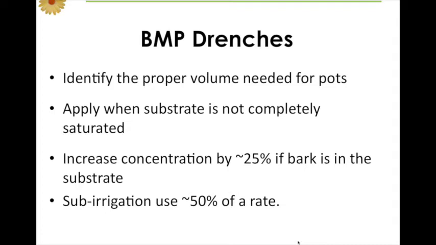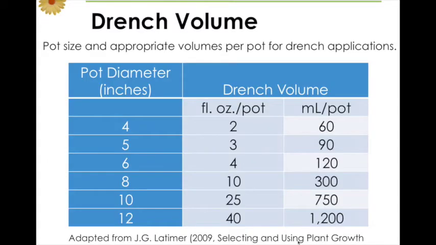And like I already said, if you have a heavy amount of bark, sometimes it can tie it up, and so people sometimes increase the rate about 25%. But if you're doing sub-irrigation, you can use a lower rate, because with sub-irrigation, what's the wicking pattern? The wicking pattern is that things move to the top, so you're not having a leach-through of some of those chemicals, so you can lower the rate and get very good results.